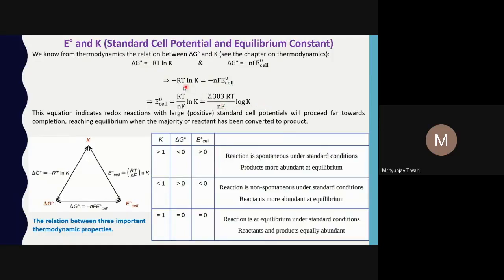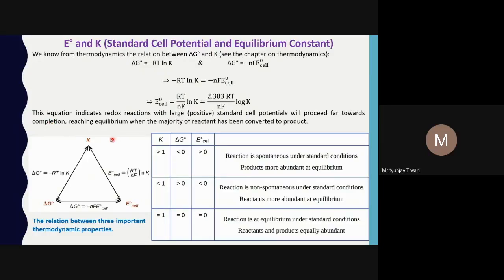Even if you remember the other equation, that is okay, but then you have to take the log value in terms of base e, not base 10. So this equation indicates that redox reactions with large positive standard cell potential will proceed forward towards completion.